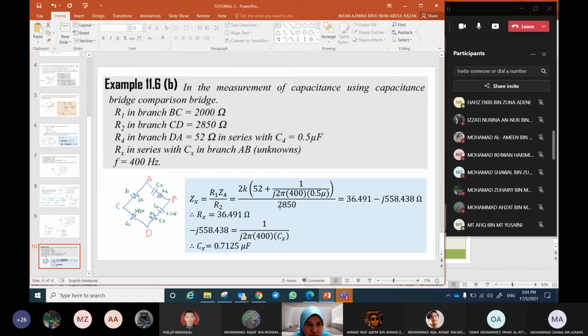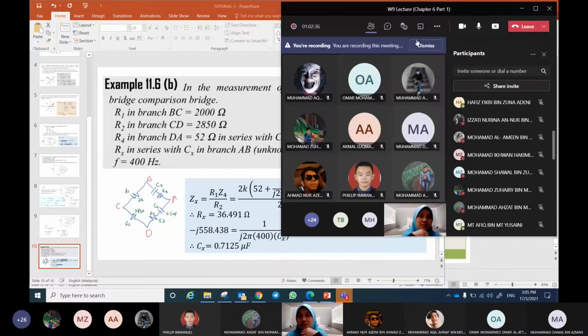it is equal to 2850. Okay, so Z4 is a combination of R4 and C4 in series connection, so 52 plus 1 over j omega C4. Now please calculate. Make sure you get this answer: 36 minus j558. Try it now.